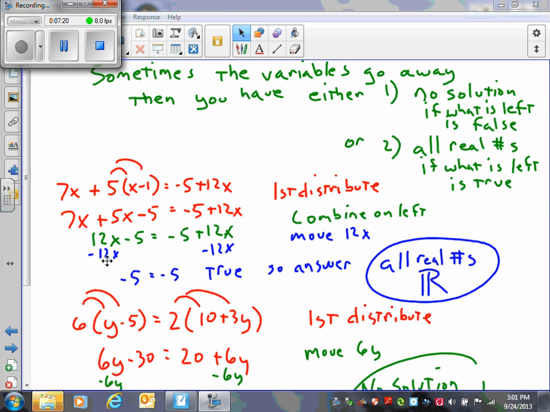12x minus 12x goes away on both sides. What I'm left with is minus 5 equals minus 5. That is a true statement. So the answer is all real numbers. A shorthand way to write all real numbers is this capital R with a double vertical bar. That stands for all real numbers.